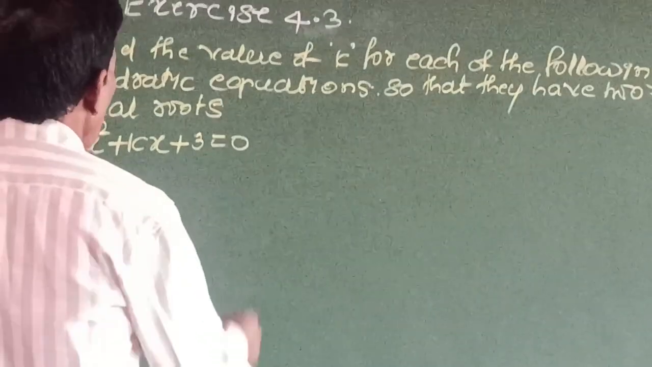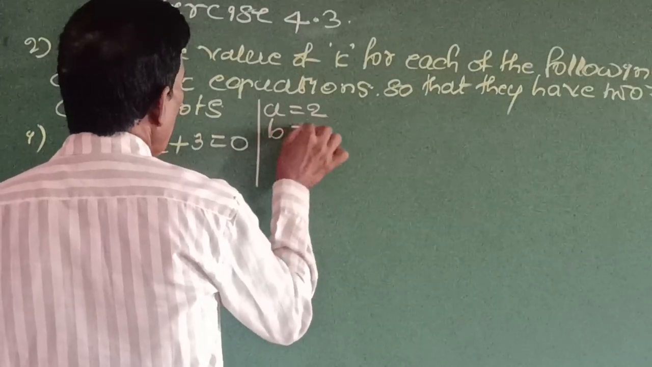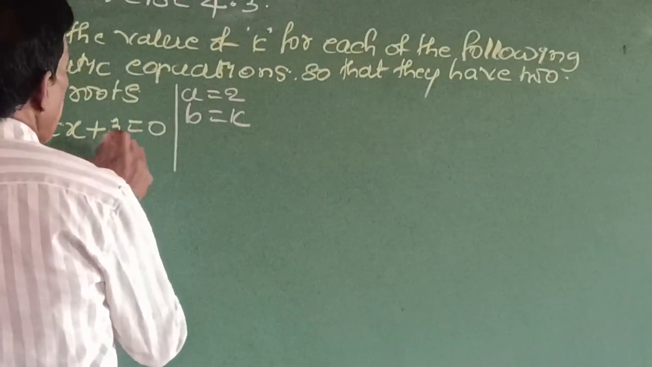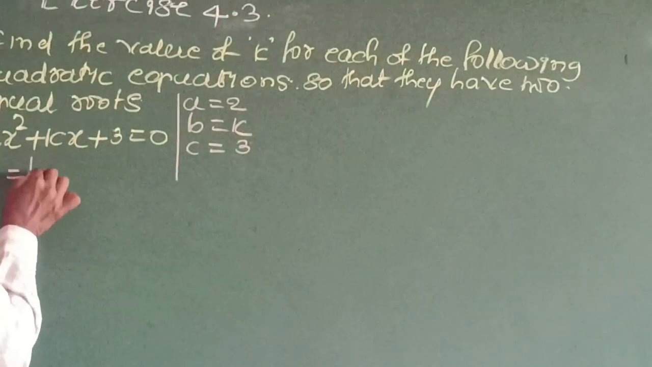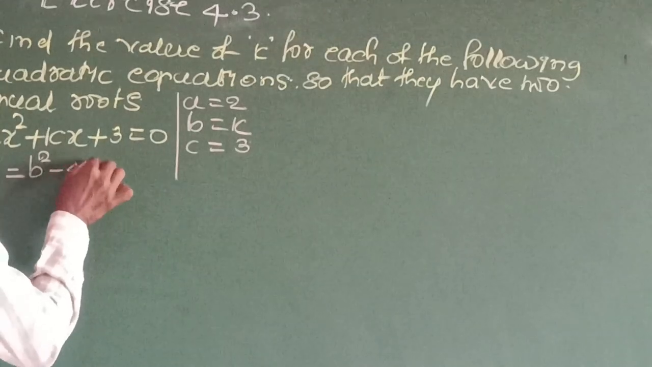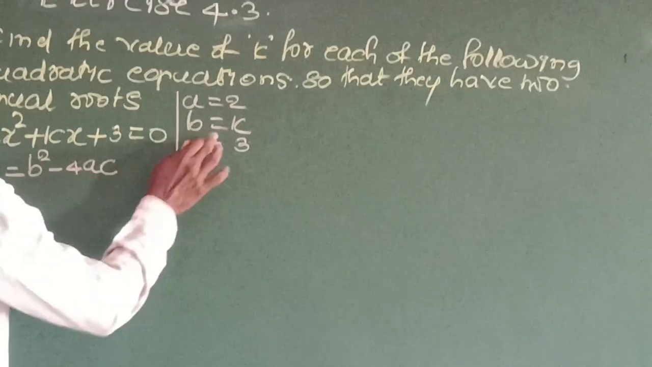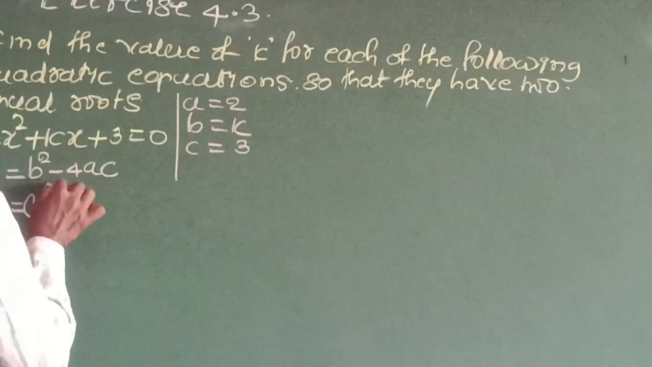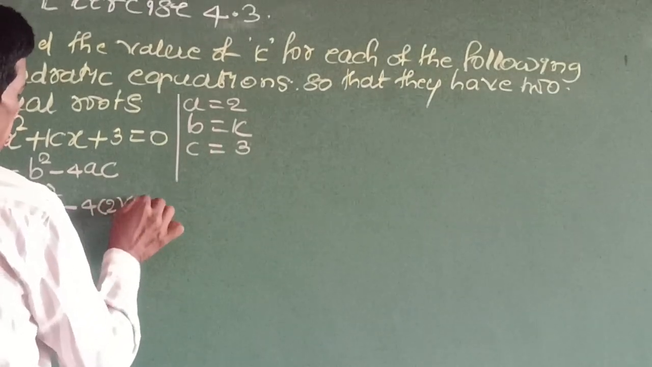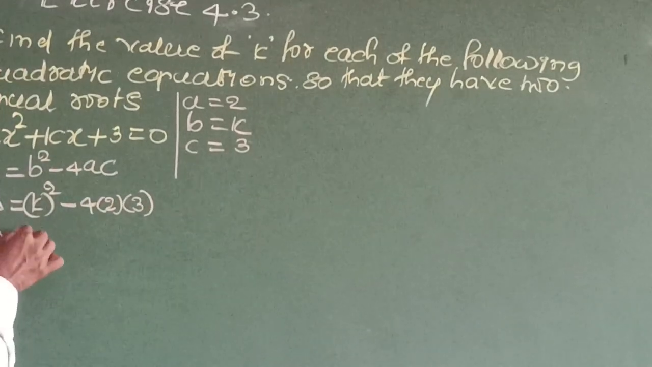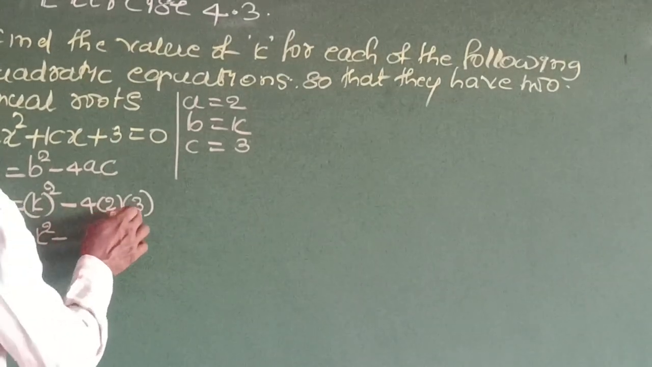Next equation: 2x square plus kx plus 3 equal to 0. So a equal to 2, b equal to k, c equal to 3. And delta, the discriminant, equal to b square minus 4ac. Delta equal to k square minus 4 into 2 into 3. So k square minus, 4 2s are 8, 8 3s are 24.